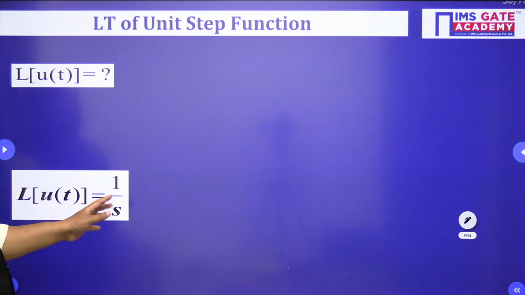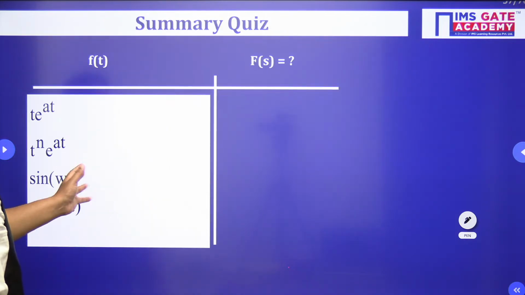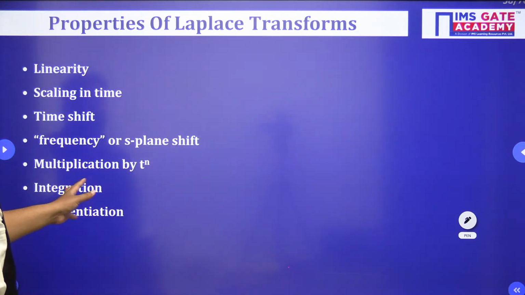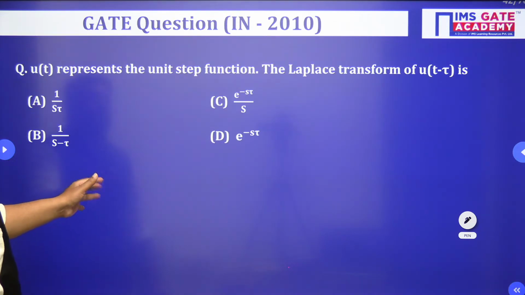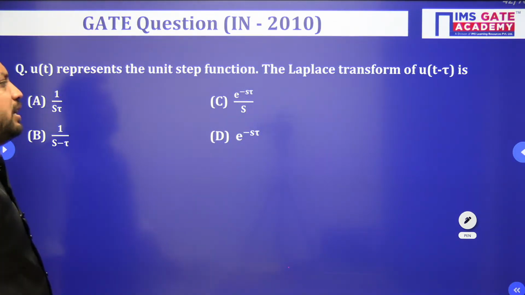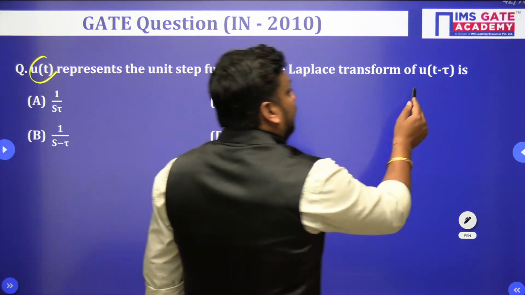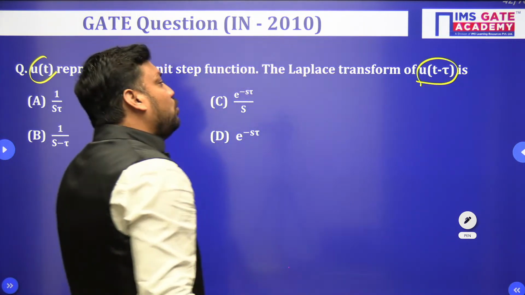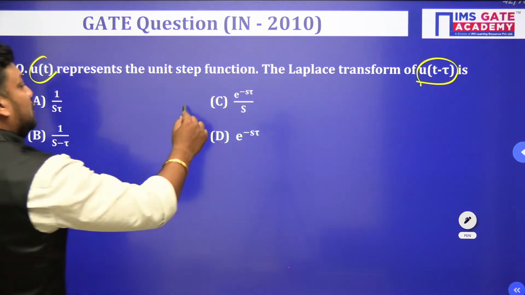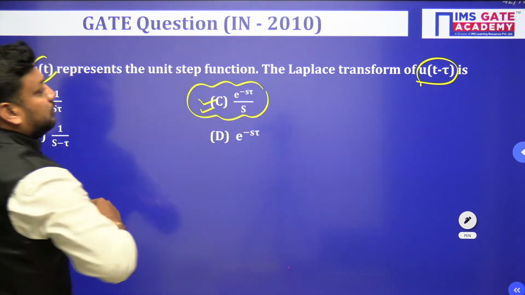So I think these u(t), impulse, this table we have already made, sine, cos, Laplace transform, you know this all. Properties also we have discussed. Tell me guys, what is the answer of this? IN 10 question, gifted question it is, guys. If u(t) represents the unit step function, then the Laplace transform of u(t) minus tau is nothing but e to the power minus tau s into c. Chennai Super Kings, CSK. Say children, yes or no?